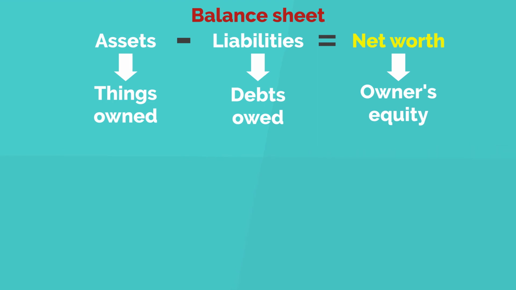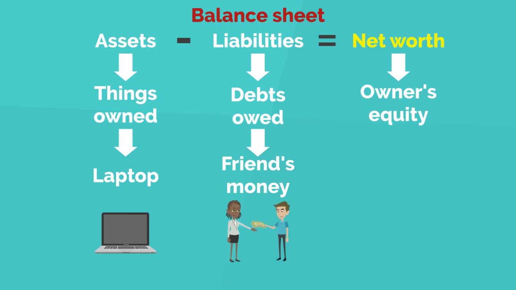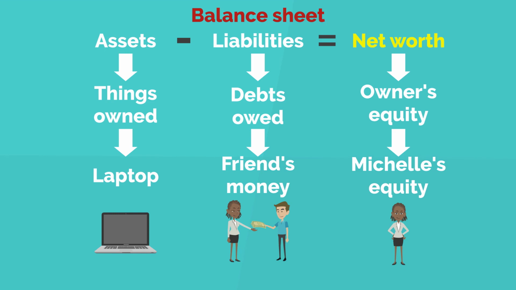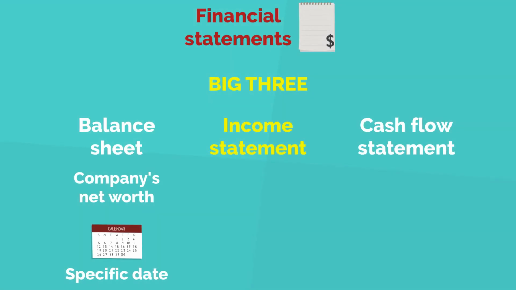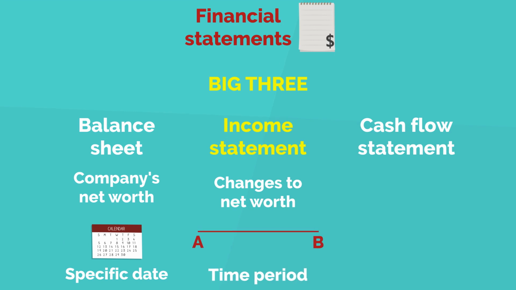Drawing parallel with Michelle's position, her new laptop is her asset, and the money she owes to her friend is her liability. The difference between the two is Michelle's equity in this case. If the laptop cost $500 and she still owes $300, her net worth is $200. Next is the income statement. This statement measures changes to the net worth from point A to point B in time.